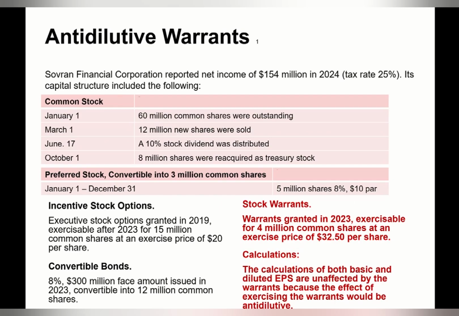If there were warrants granted in 23, exercisable for 4 million common shares at an exercise price of $32.50 per share, the calculations of both basic and diluted EPS are unaffected by the warrants because the effect of exercising the warrants would be anti-dilutive.